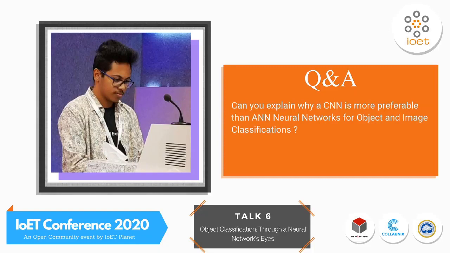Can you explain why a CNN is more preferable than ANN neural networks for object and image classification? Yes, this is a very good question. Of course, we can always take an image, completely flatten it, and feed it into a neural network. But the problem with that approach is it loses the ability to learn some feature from one part of the image and apply it to another part of the image.